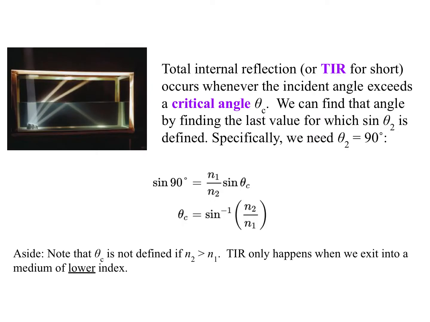We often abbreviate total internal reflection as TIR, and it occurs whenever the incident angle exceeds some critical angle theta c. We can find that angle by setting the last value for which sine of theta 2 is defined. Specifically, when theta 2 would be 90, meaning the ray doesn't enter the new medium, it kind of skirts along the edge. And we just set up Snell's law again. Sine of 90 is n1 over n2 sine of theta c. So theta c has to be the inverse sine of n2 over n1. Notice, of course, that theta c is not defined if n2 is more than n1. So when we're going into a higher medium, we never get TIR, only when the medium has a lower index.